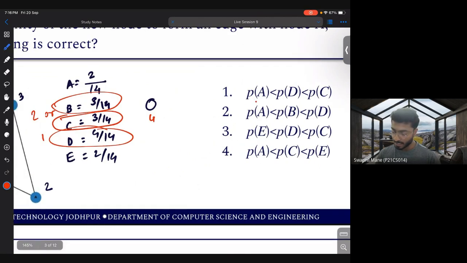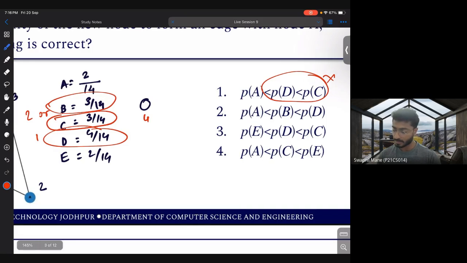The probability of A is less than the probability of D, that is correct. The probability of D is less than the probability of C, this is not correct, right? Because you can see here the probability of D is very high compared to C. C is 3 divided by 14 and D is 4 divided by 14. So this option is not correct. The second option: A is less than B, that is correct. B is less than D, that is also correct. This option is correct.